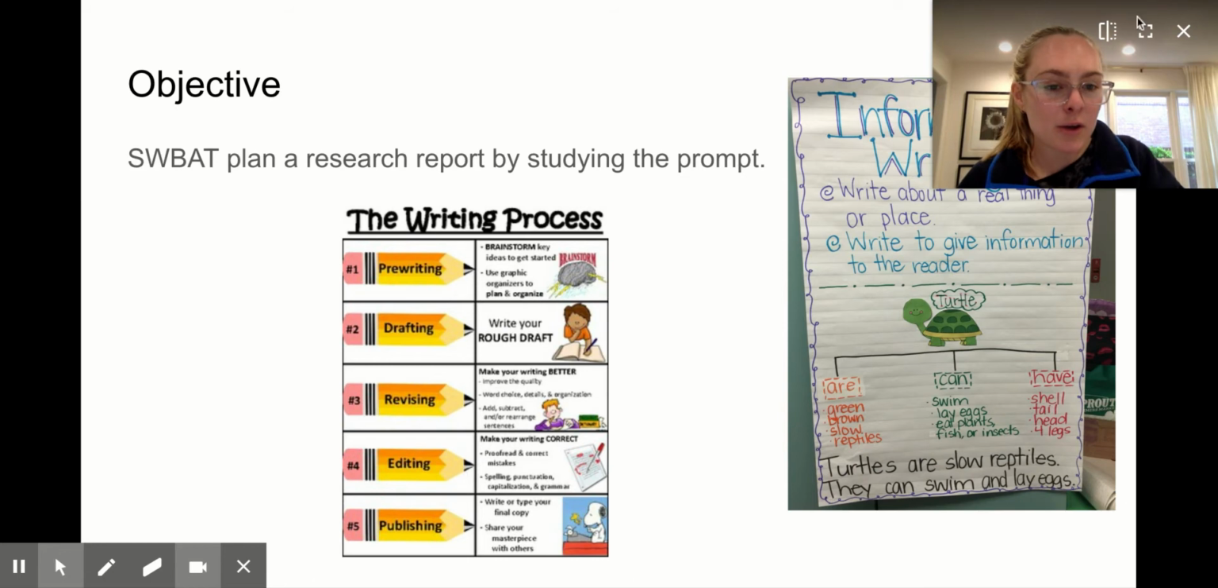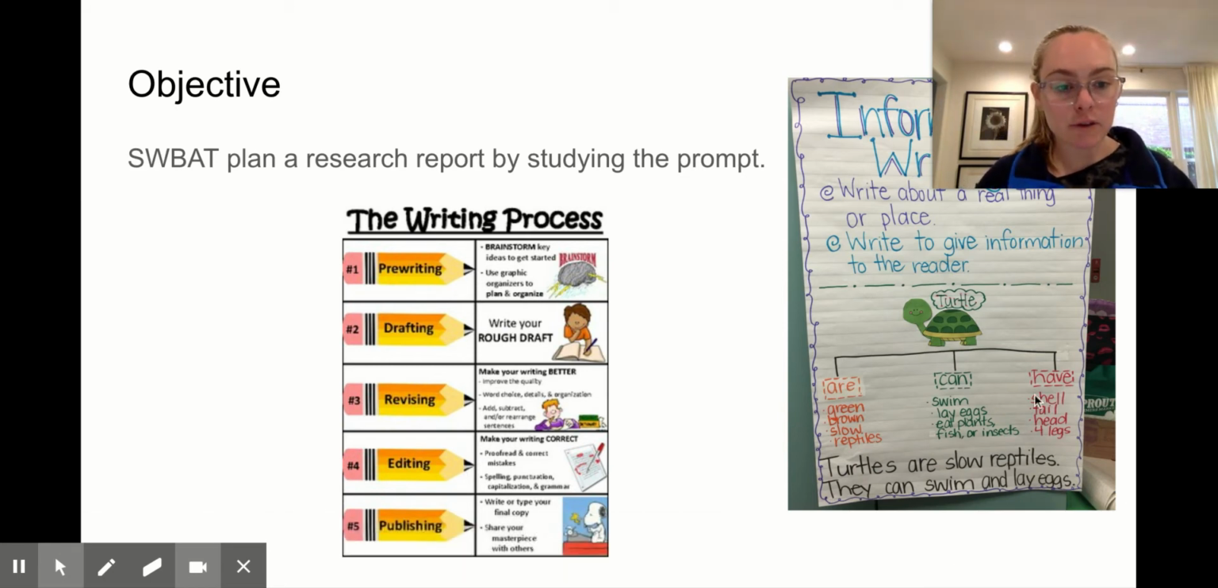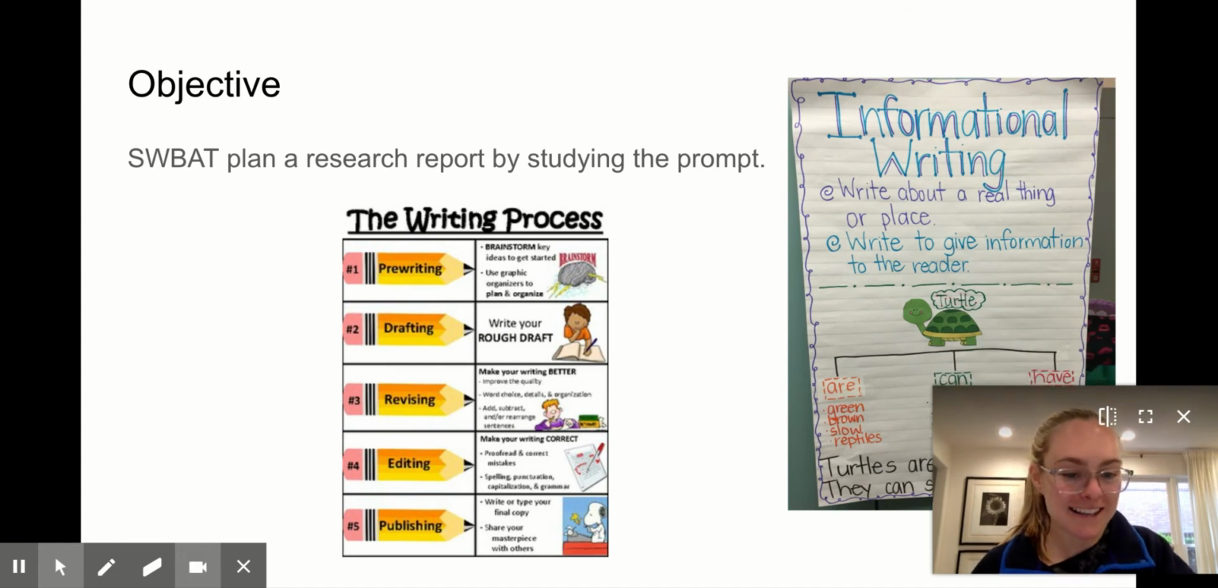And yesterday we had the quick example of the turtle. This is where you're giving information about a turtle. We said that turtles are slow reptiles and they swim and lay eggs. So this was just a quick example of what an informational writing piece is.